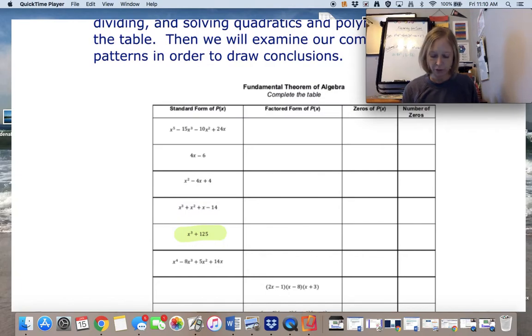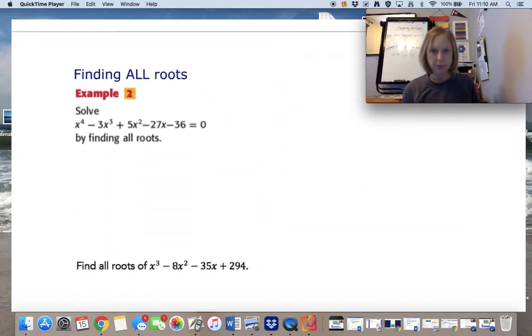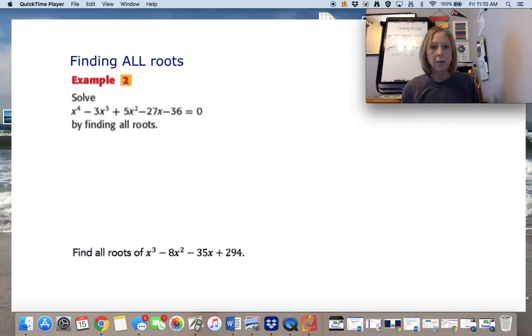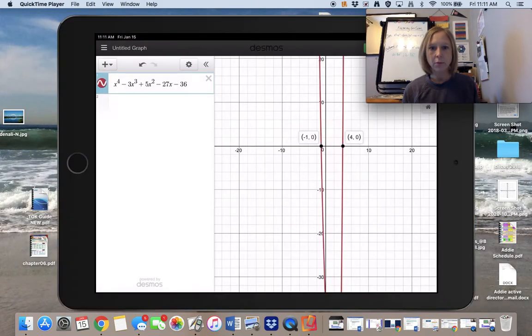So I'm going to show you a couple tricks here using these two examples. So I have a polynomial in standard form. Factoring by grouping is not going to work for me because I have five different terms. So what I'm going to do is go to the graph and see if I can find some of the roots from the graph, and so go from my standard form to my roots and then try to build the factored form. So I put that polynomial into Desmos, so you can see that here. And I can see from Desmos I have two zeros, negative one and four.